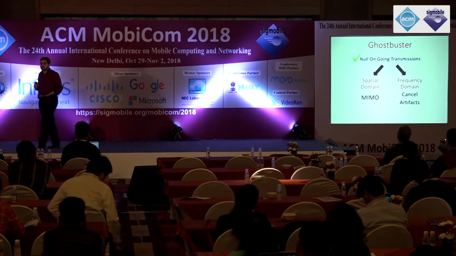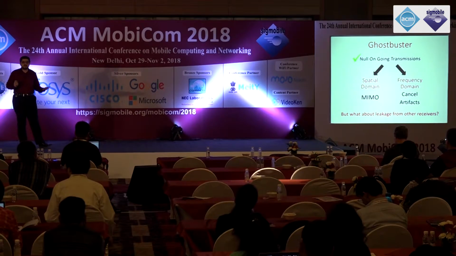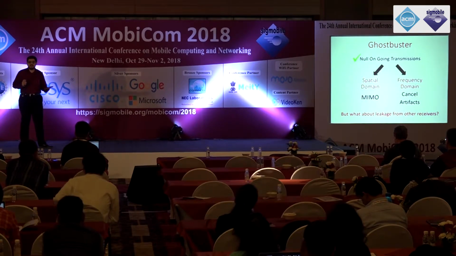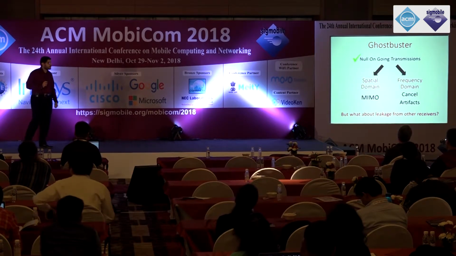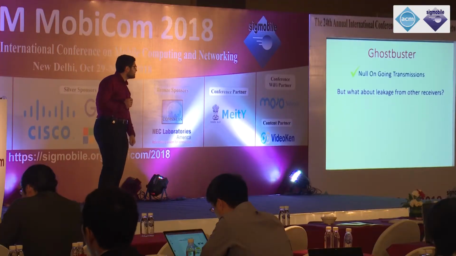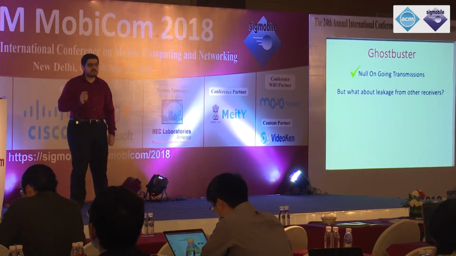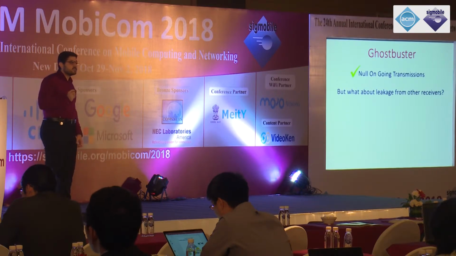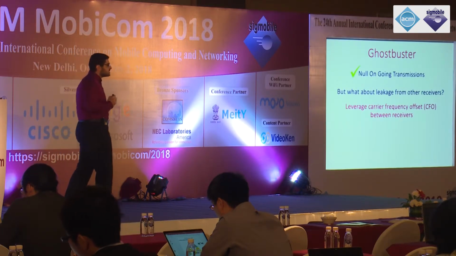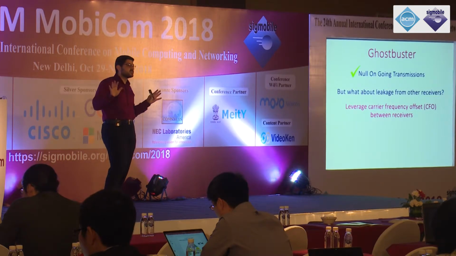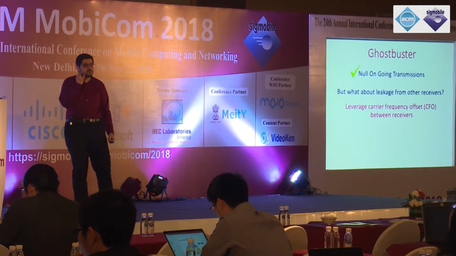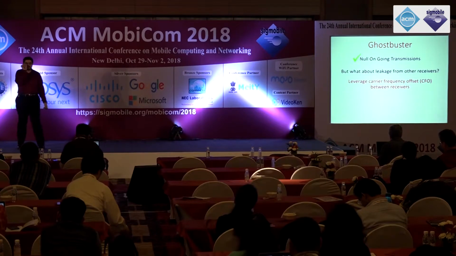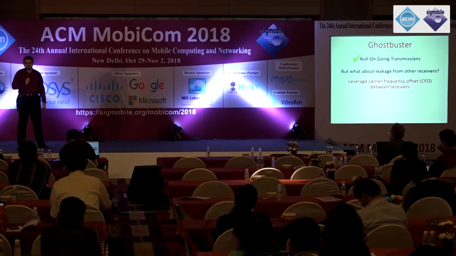But we still have one question: there are other receivers out there that are also leaking onto the spectrum. So how do we deal with them? What we're going to do is leverage something called carrier frequency offset between the different receivers. What this means is that no two receivers out there are identical. The oscillators will create sine waves at slightly shifted frequencies.